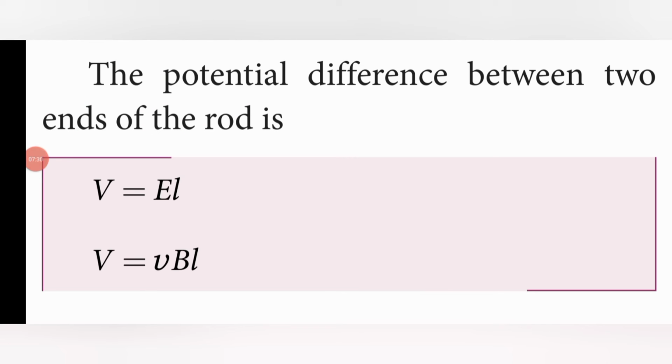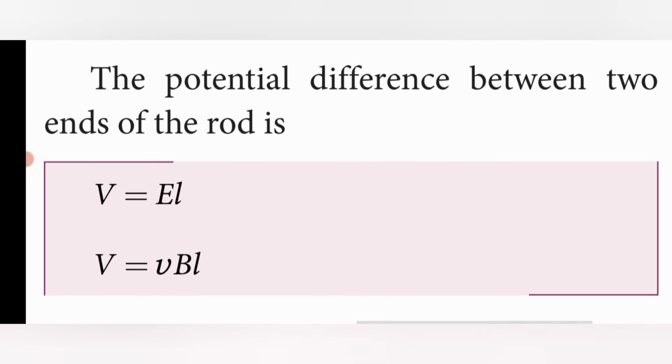Now we have to find the potential difference between the two ends of the rod, from A to B. That is V is equal to EL. This equation is taken from what we already discussed in the first lesson: the relation between electric field and potential difference. V is equal to EL, or E is equal to V by L. So the potential difference is equal to the electric field into length.